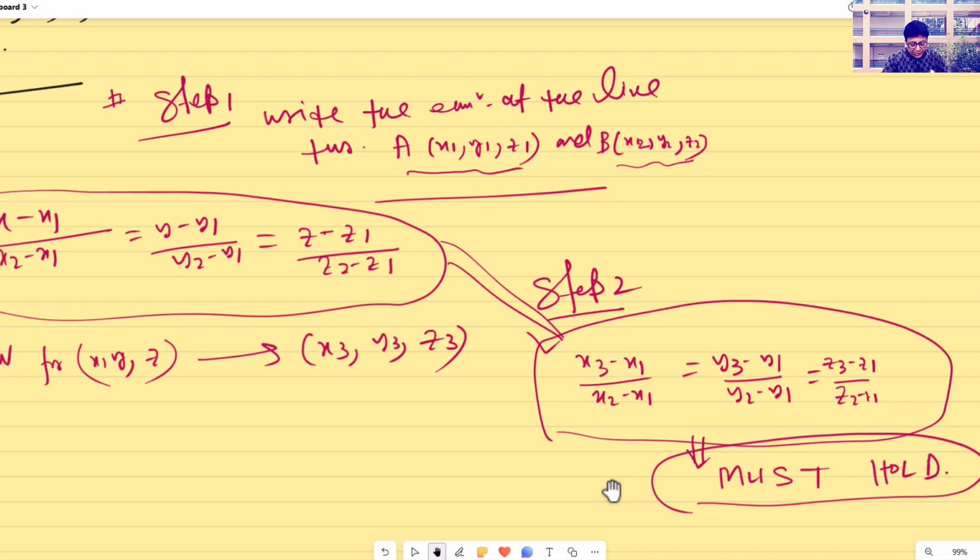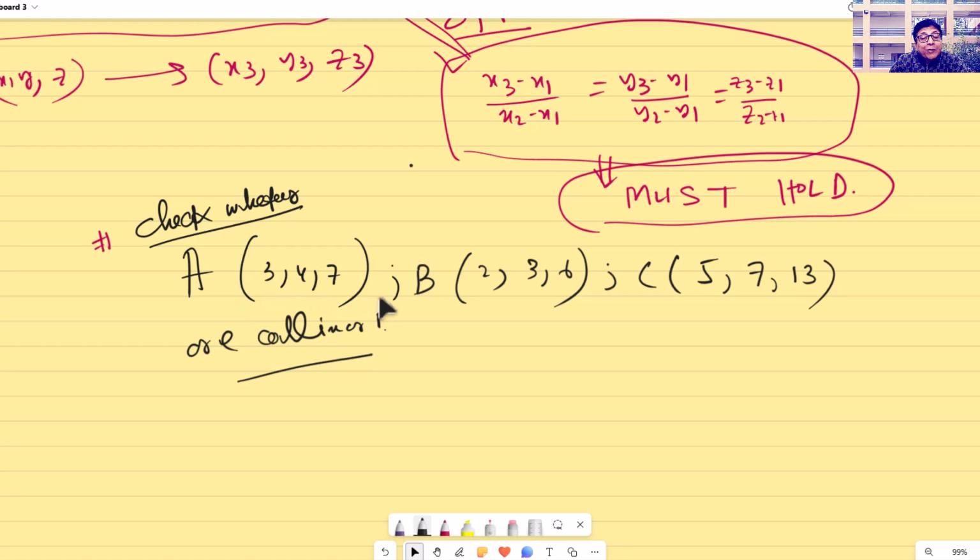Let me take one example here. Check whether these 3 points are collinear or not: A (3, 4, 7), B (2, 3, 6) and C (5, 7, 13). Vectorially you can check, as you have already done: AB vector and BC vector are parallel or collinear, then one vector will be the scalar multiple of the other. But I want to show you with the help of the scalar form of equation of line in 3D. How to? We just take it this manner.